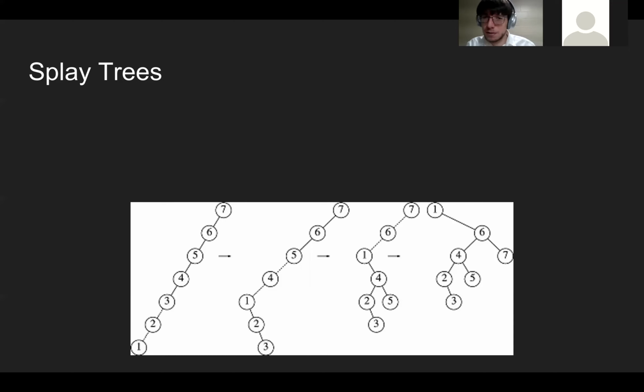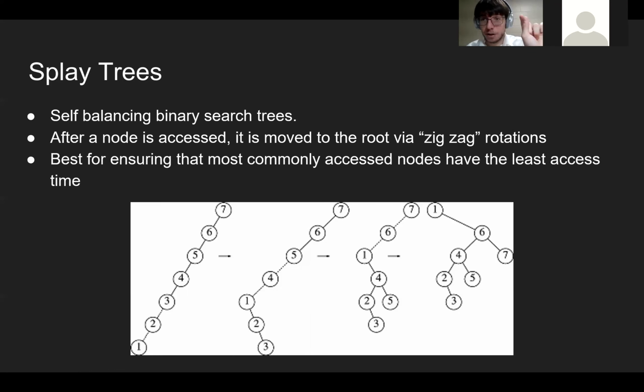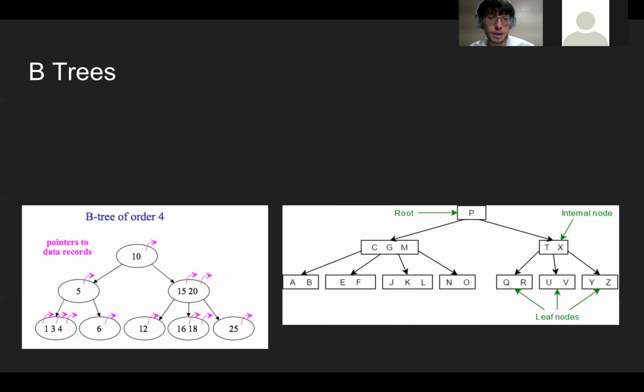If it's the root, you only have to check one thing. You don't have to go through log n things, just the first thing. So that's useful in some cases. You don't have to know too much about splay trees. It's really just the fact that they do zig-zag rotations. After you access a node, you do zig-zag rotations to make the most recently accessed thing the root. That's all you need to know. It ensures that the most commonly accessed nodes have the least access time because they're closer to the top of the tree.